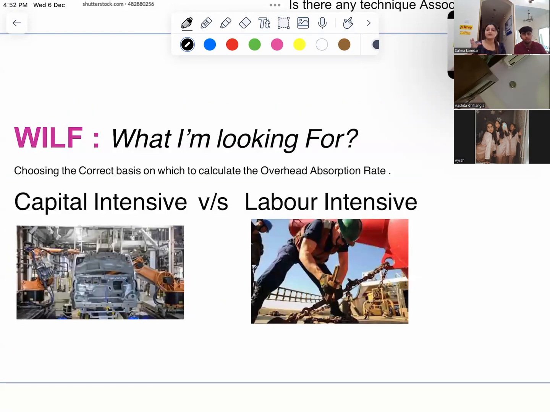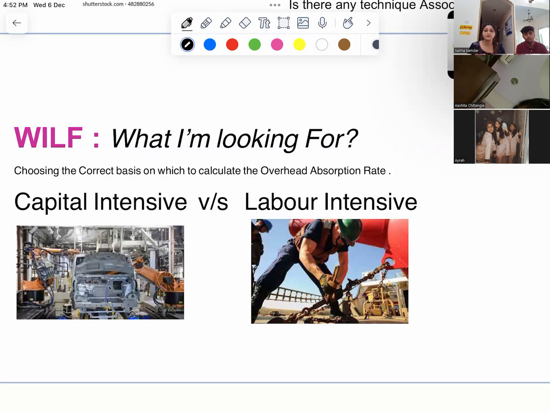So first I do allocation and apportionment. After doing allocation and apportionment, what do I do? You reapportion. You reapportion what? The service department cost to the production department on a suitable basis.